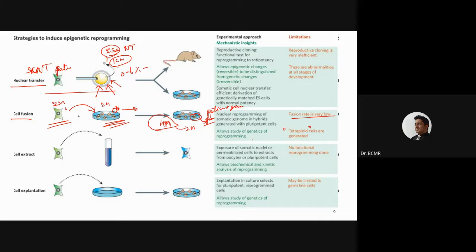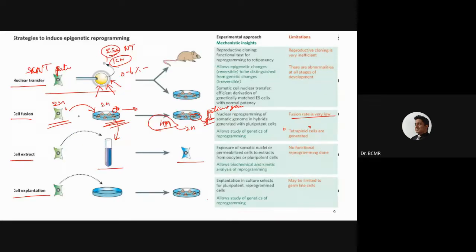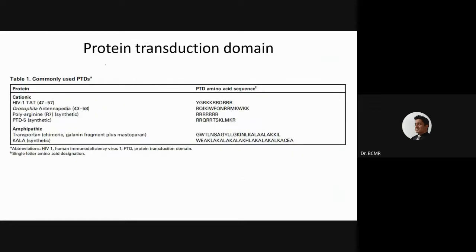And some other people, we have already discussed this, right? Cell extract. You can use cell extract from something like embryonic stem cells, and then reprogramming may happen. And then we can also try to use cell explantation, where explantation is putting cells into an organism in germline layers, and then they may transform. There are different reports on that, but what we are going to discuss are some of the methods. It's also part of the syllabus. So some of them are protein transduction domains.